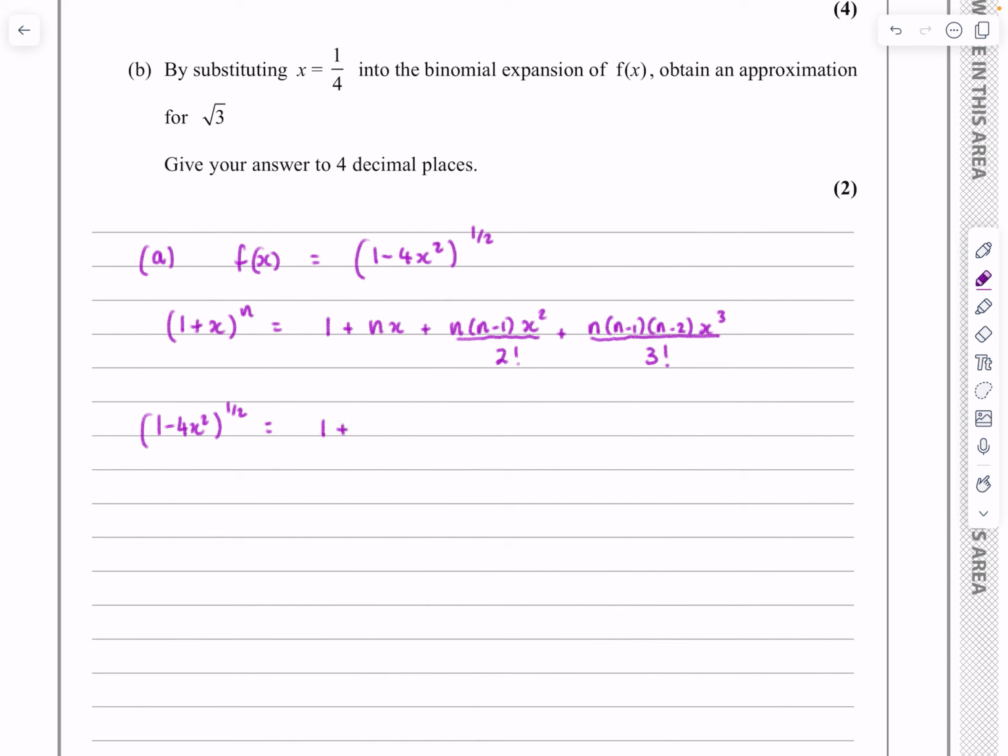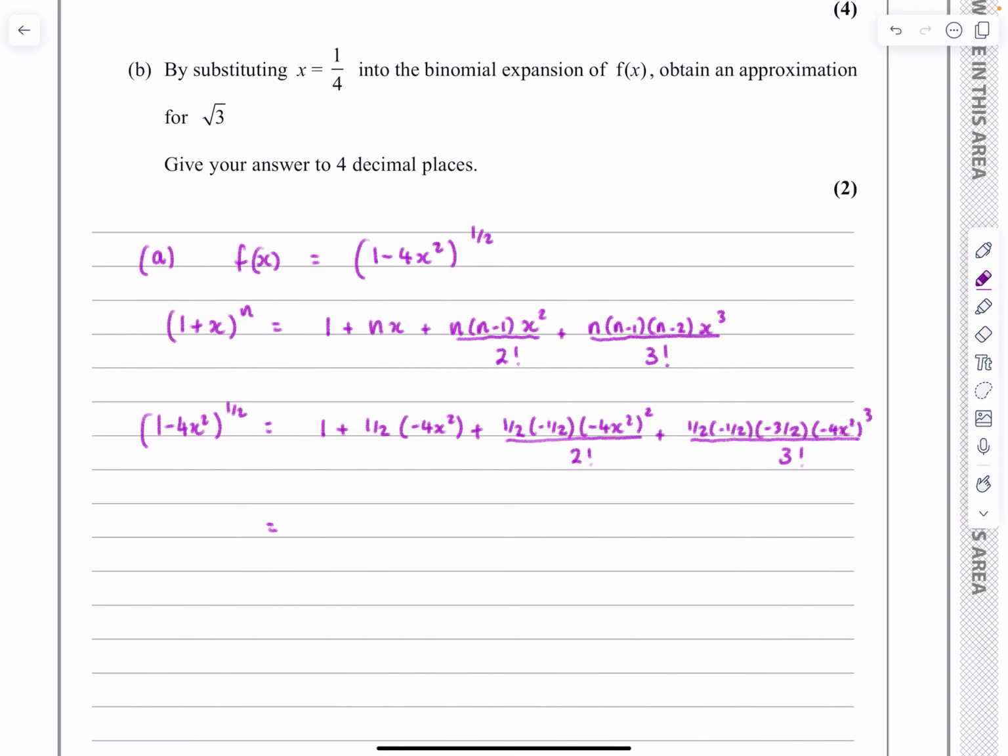So 1 plus nx, well n is a half, and x is minus 4x squared, plus n minus 1, well you should be good at this, it's a half, taking 1 away from a half gives me minus a half, my x was minus 4x squared, so it's that squared all over 2 factorial, plus, and then repeating it one more time, it's a half, it's minus a half. Taking 1 off of minus a half is going to give me minus 3 over 2. My x part now becomes cubed all over 3 factorial.